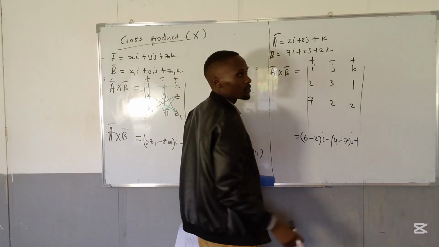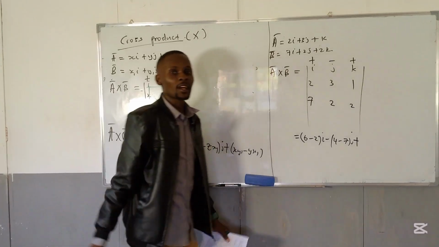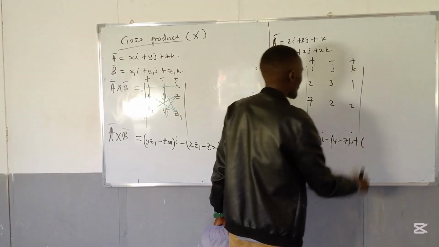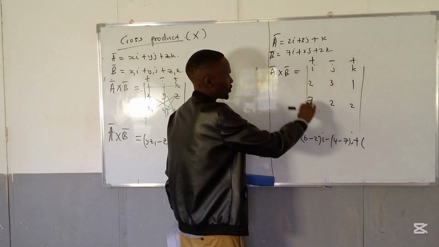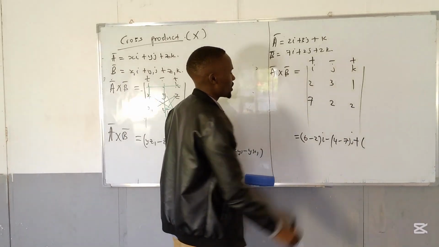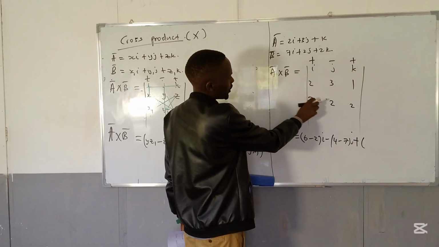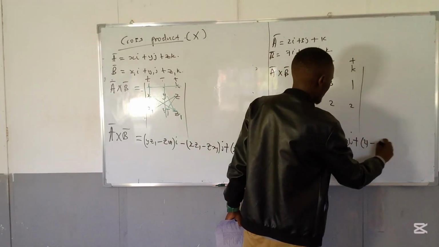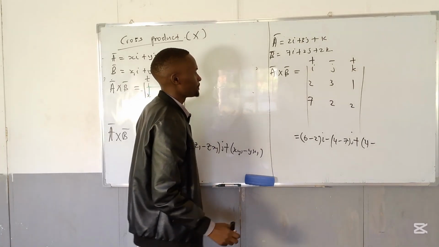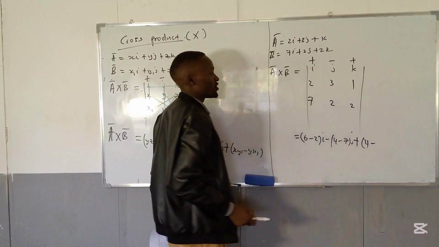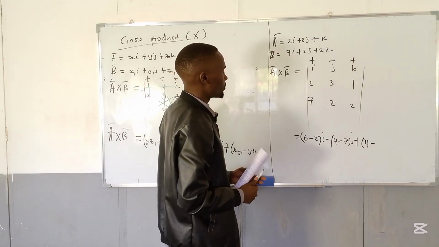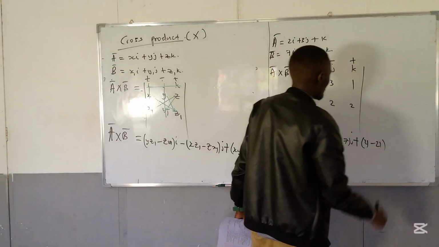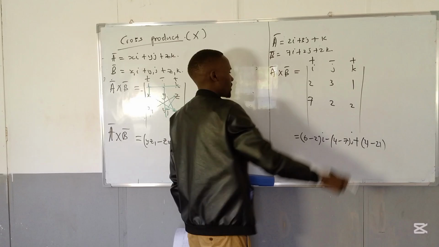Plus, you should take into consideration this side. Bracket, you close this part and also this other part. So here it will be 2 times 2, which gives us 4, minus 3 times 7, which gives us 21. The direction is K.